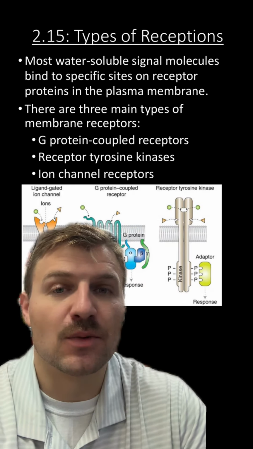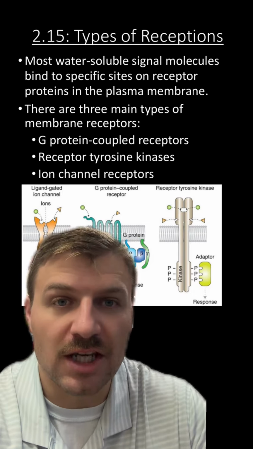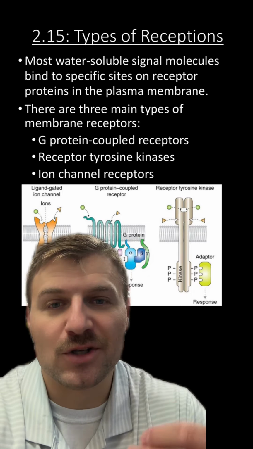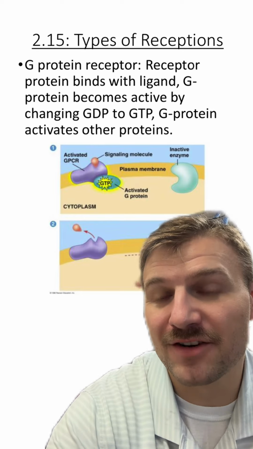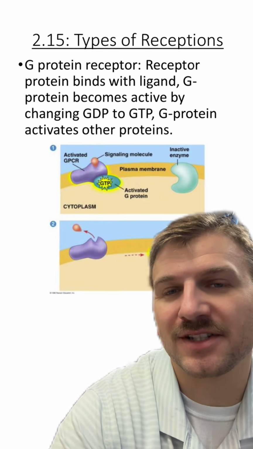The three main types that we're going to cover in this section are G protein coupled receptors, receptor tyrosine kinases, and ion channel receptors. The first type of receptor that we're going to cover is called a G protein receptor.